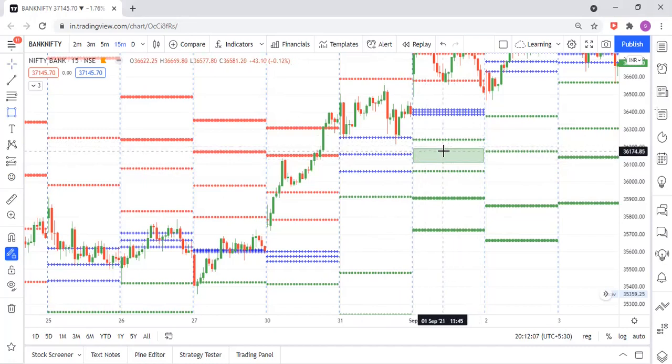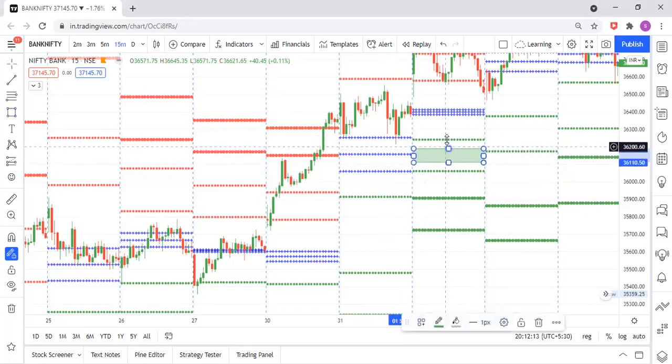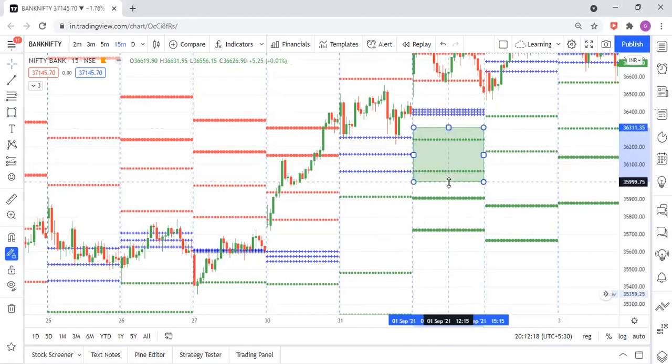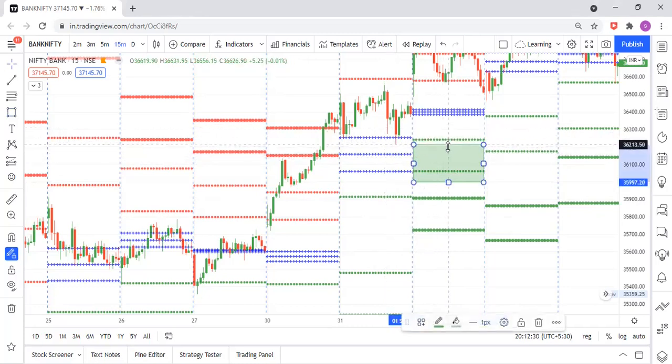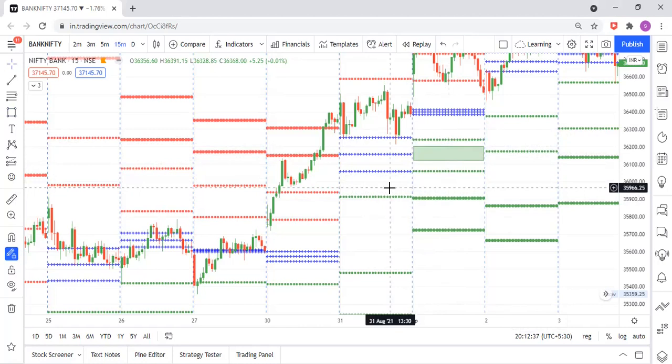At the same time, if today's CPR is engulfing yesterday's CPR, then that is what we call an outside value CPR. So let's say here, this is yesterday's CPR, and today's CPR, if it is engulfing yesterday's CPR, we call it an outside value CPR. And if it is within the range of yesterday's CPR, we call it an inside value CPR.